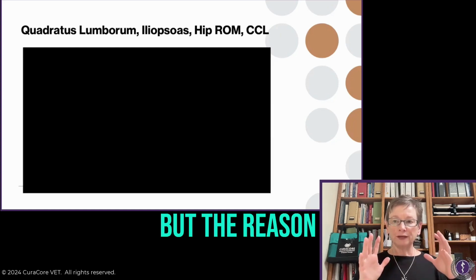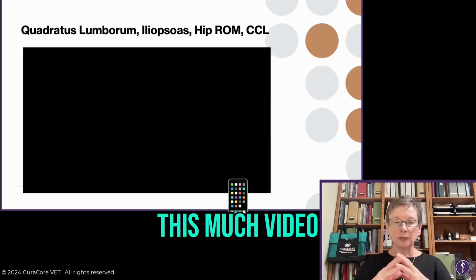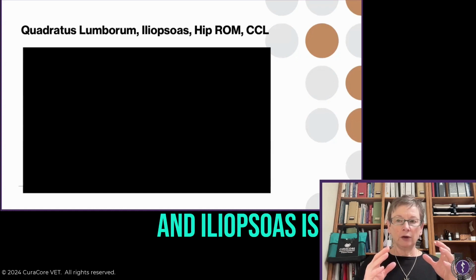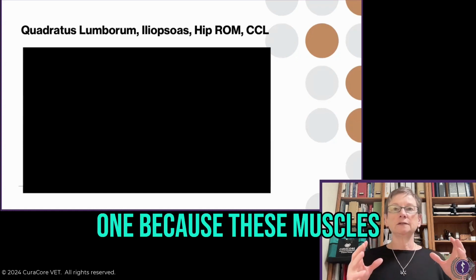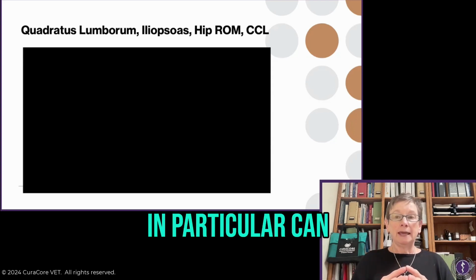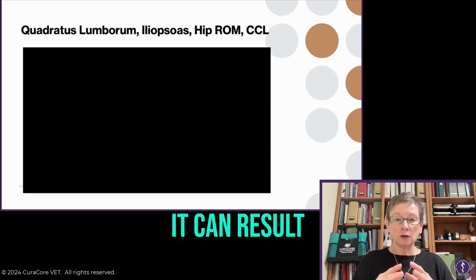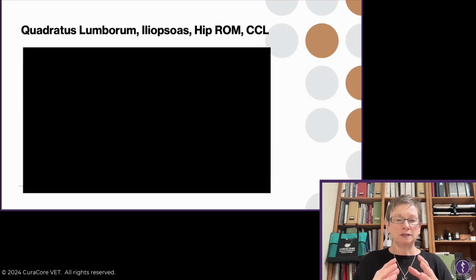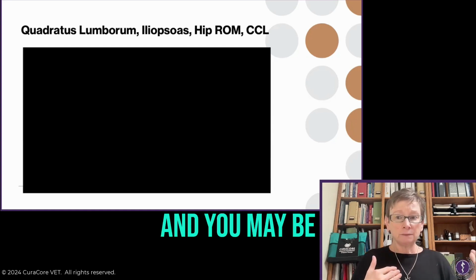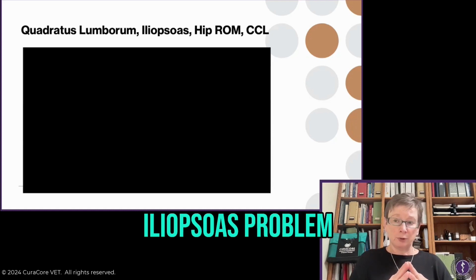But the reason that I'm spending this much video on the Quadratus lumborum and Iliopsoas is, one, because these muscles, and the Iliopsoas in particular, can mimic orthopedic issues with the knee. I mean, it can result in significant lameness in the hind legs, sometimes even non-weight bearing lameness. And you may be suspicious then of a cruciate problem when actually it's an iliopsoas problem.